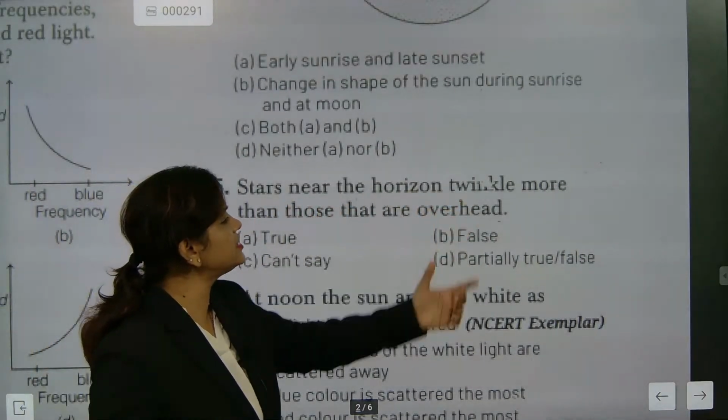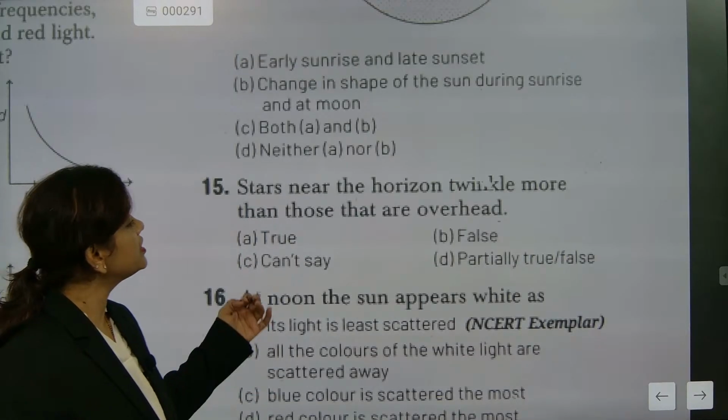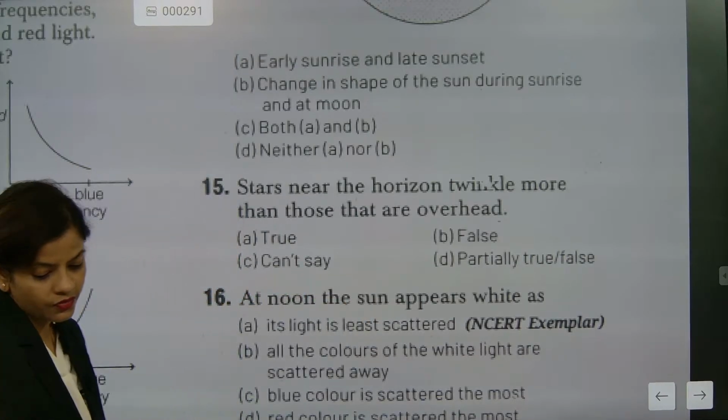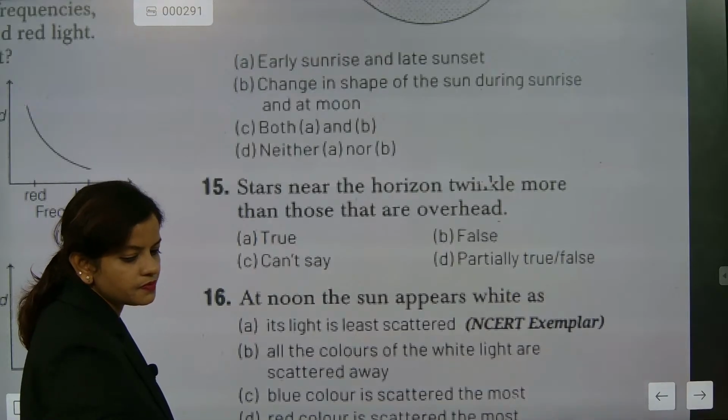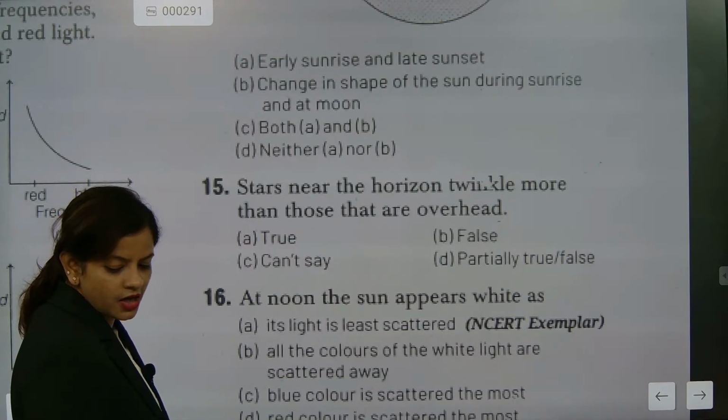Stars near the horizon twinkle more than those that are overhead. Wow, this has to be checked. Okay, I got your answers. Let's see what they are saying.